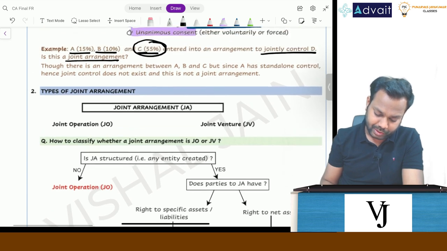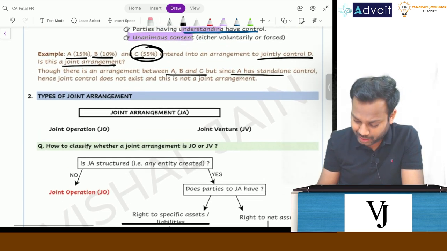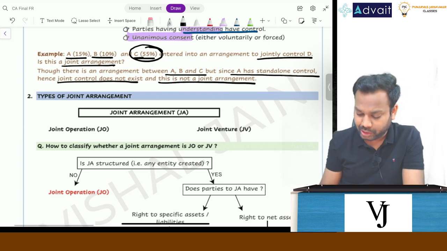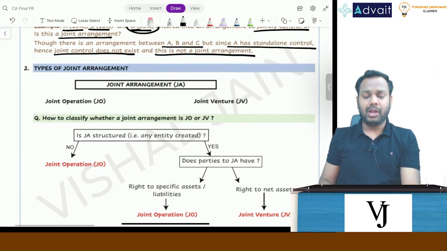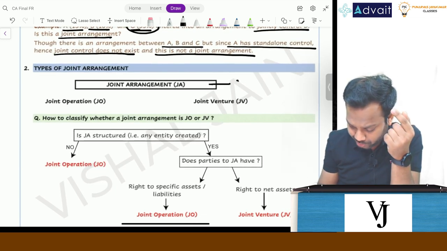Okay, so that's what I've written here. Though there is an arrangement between A, B and C, since C has standalone control, joint control does not exist, and hence this is not a joint arrangement. I believe this is clear to all of you. Okay, so joint arrangement exists when there is a joint control.